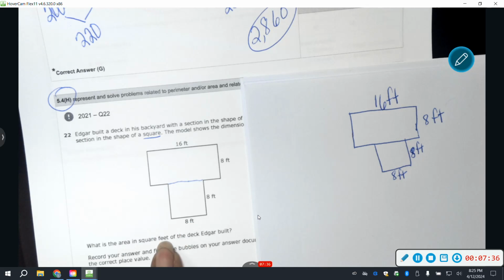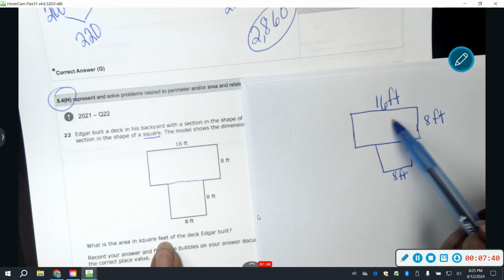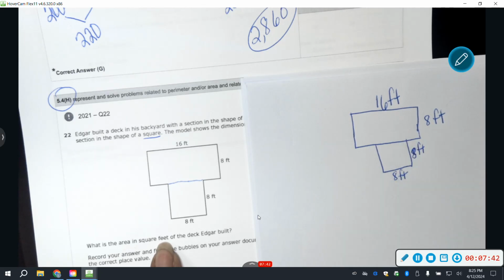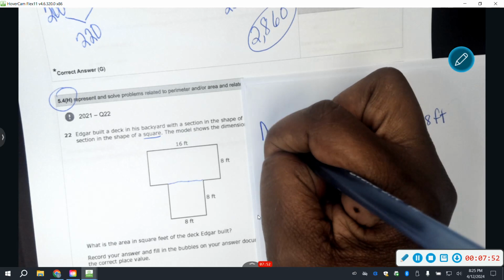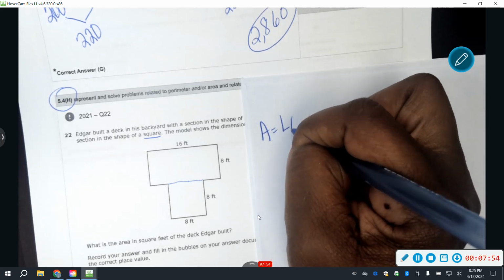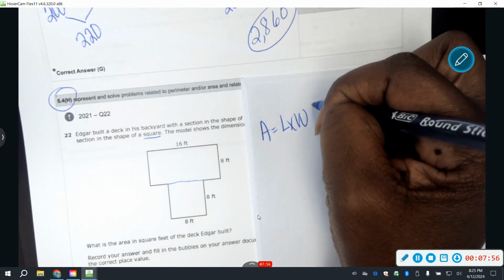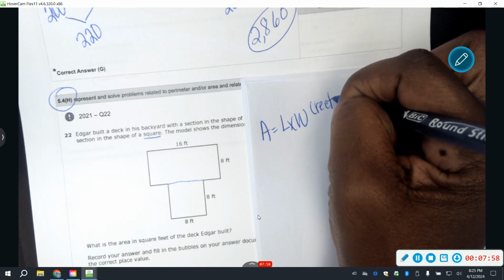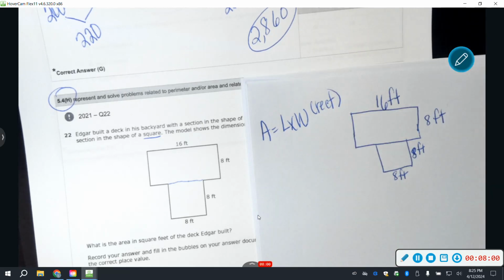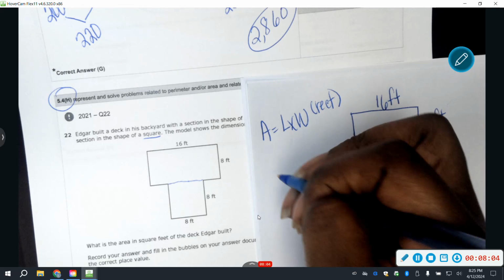So when you're finding the area of something that looks like this, you are going to find the area of the first one, and then you're going to find the area of the next one. Again, you will be using a sheet that has all of your formulas. It's a reference sheet. And so when you're finding the area, it's always going to be length times width for a rectangle. And a square is a special kind. So we're going to talk about that square.